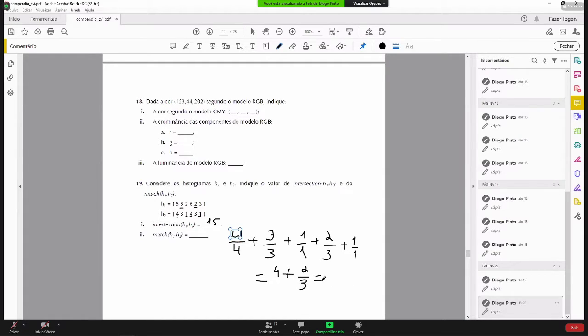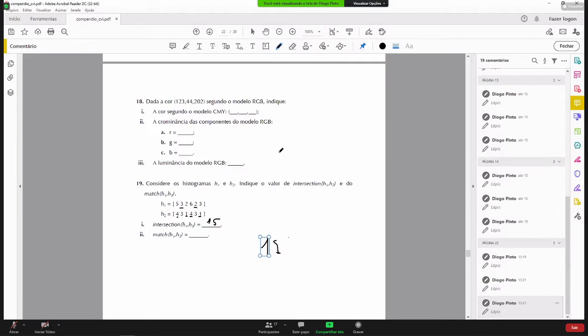The second operation, the match, is 15 divided by 4 plus 3 plus 1 plus 4 plus 1. I did it like this, divided by 16. So it's 15 divided by 16, by the second one. Okay, good.